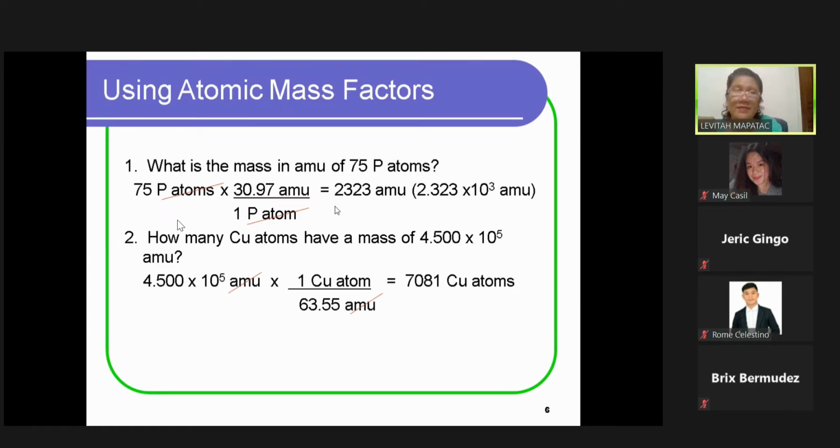Sige. So, that is how you are going to have it in atomic mass unit. Do you understand, kids? Okay.